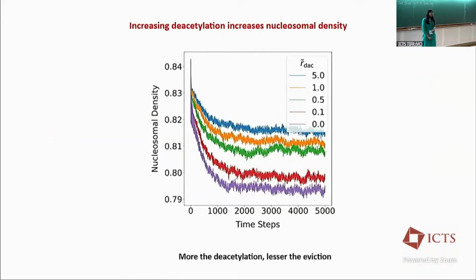We varied different model parameters to check the effect. The first thing we did is switch off spreading and vary the rate of deacetylation. What we find is that increasing the rate of deacetylation increases the nucleosomal density. This is because the more the deacetylation, the more deacetylated nucleosomes there will be, and the deacetylated nucleosomes have a lower rate of eviction.